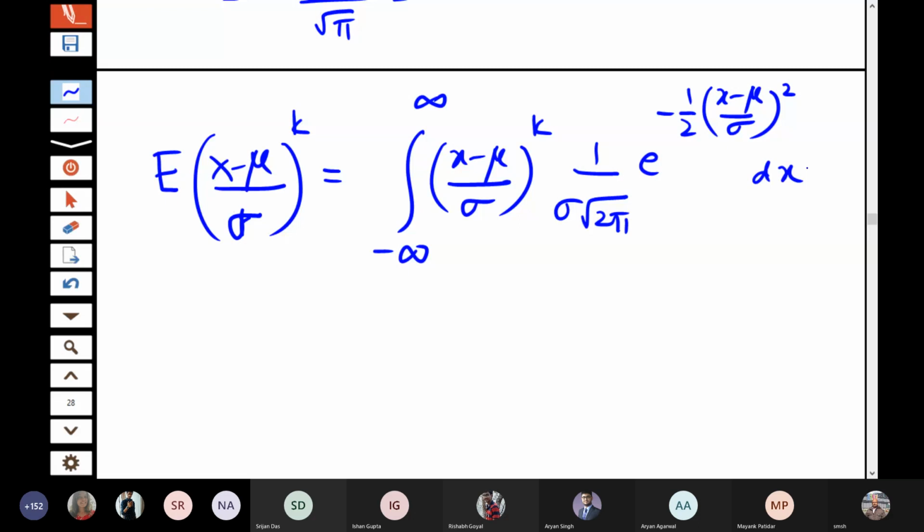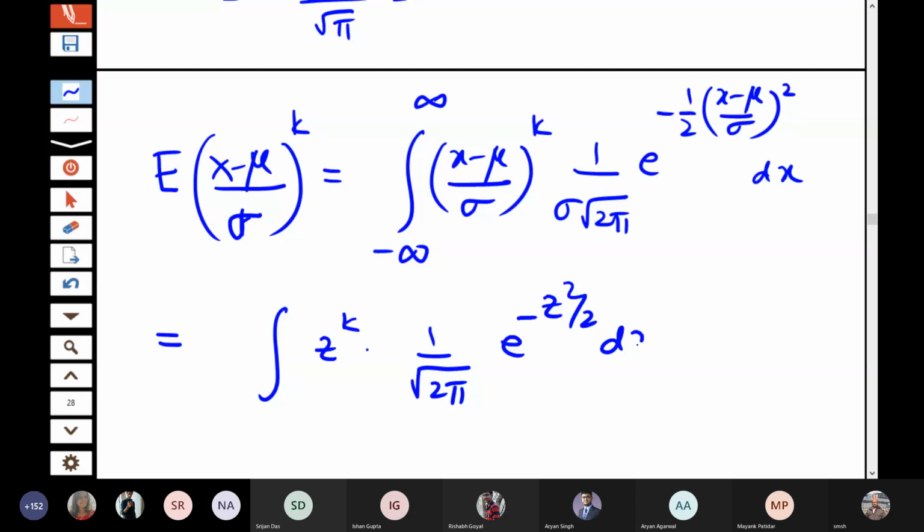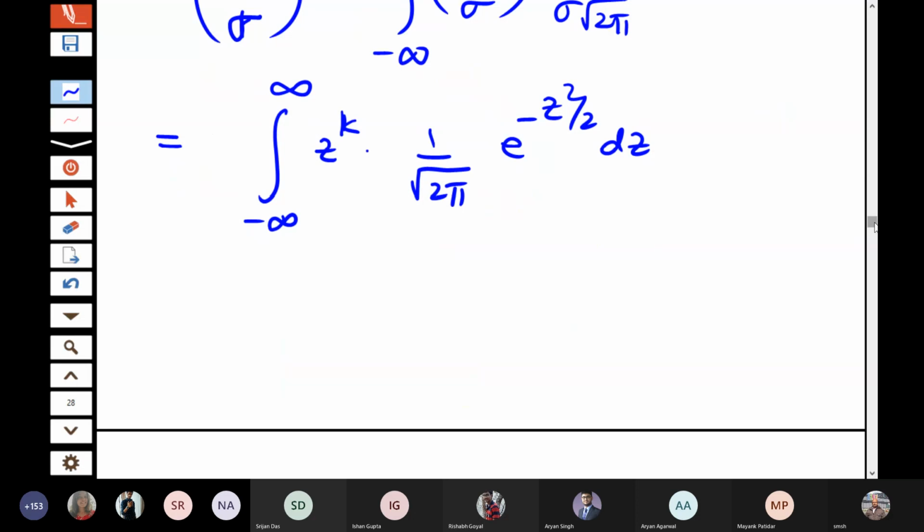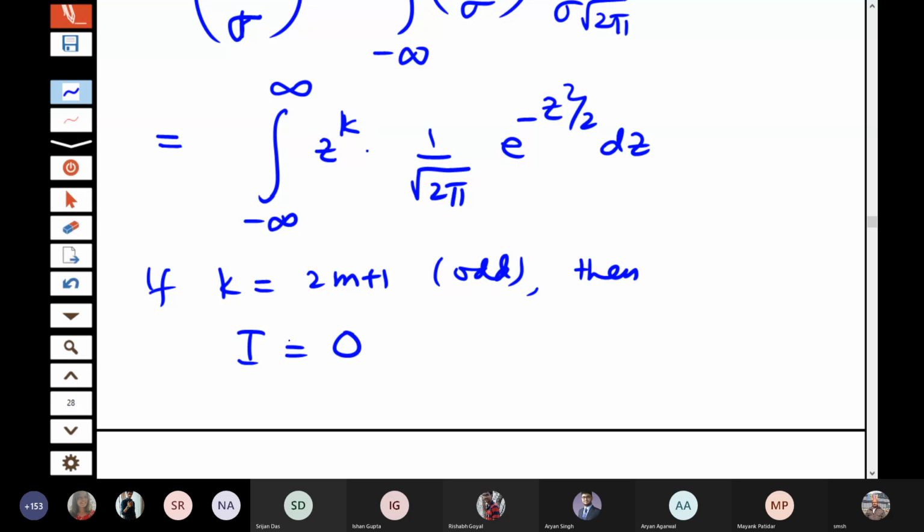And we consider the same substitution, so I am not explaining it again. So it is z to the power k, 1 by root 2 pi, e to the power minus z square by 2, dz. So if k is odd, then this becomes an odd function, so therefore this will always be 0. So if k is odd, then I is always 0, that is mu of k.